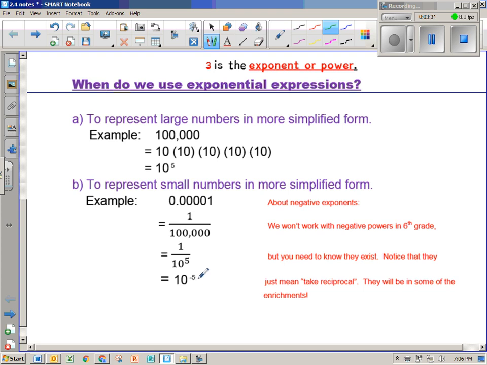And basically negative exponents, if you take the reciprocal of this, you can express it using a negative exponent. So if you involve yourself in some of the enrichment activities for Unit 2, you will get a chance to work with some negative exponents. All right, well, let's go to the next page.